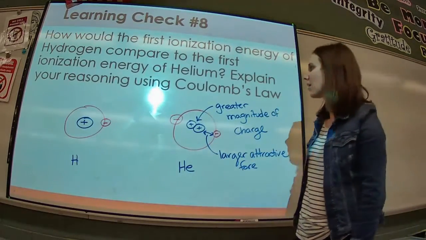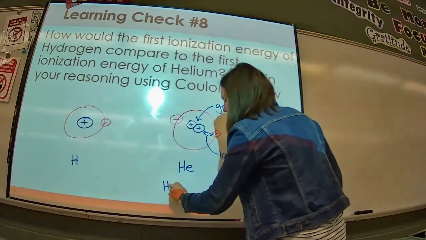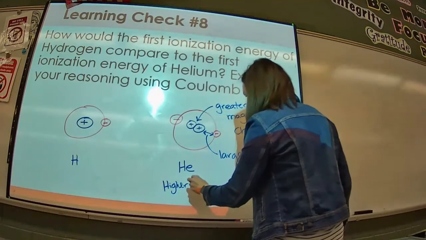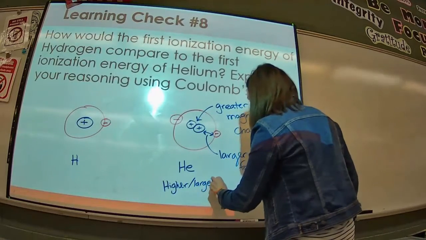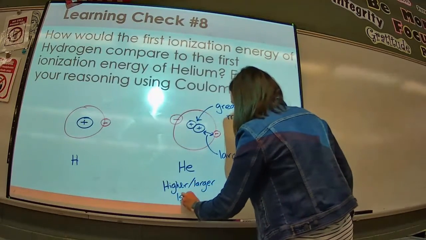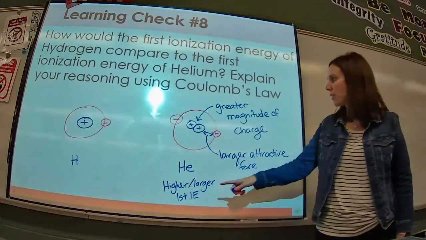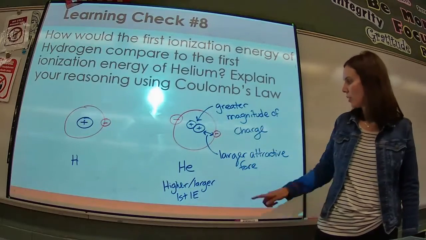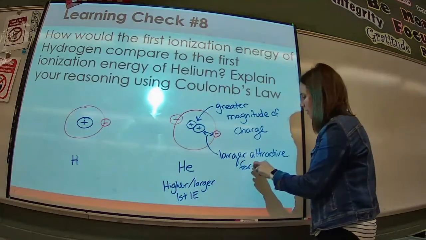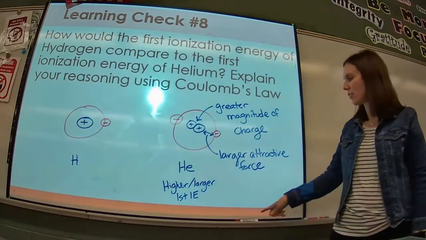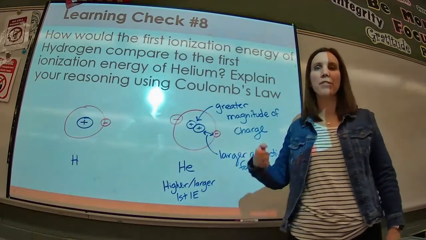So here's our reasoning, and so helium would have a higher first ionization energy. Higher or larger first ionization energy. IE means ionization energy. And the reason again for that is it has a greater magnitude of charge, larger attractive force. So a larger attractive force, therefore it's going to have a higher first ionization energy. It requires more energy to remove that electron.